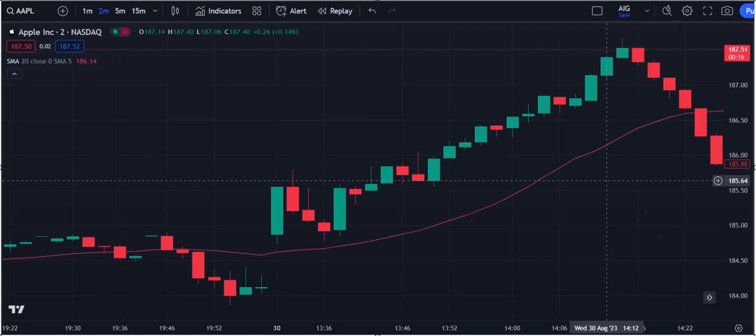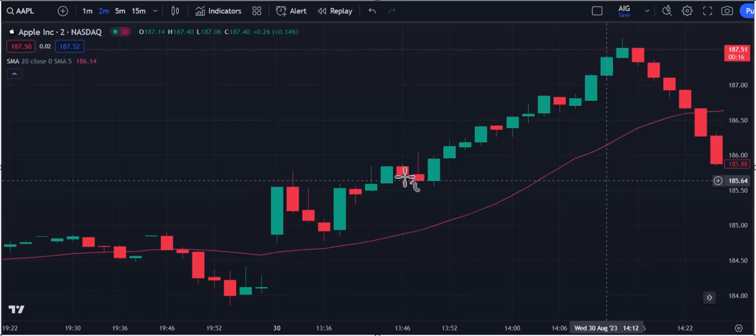And this is a chart of Apple. This is the 2 minute chart. I said yesterday I talked about Apple a decent amount because it was so strong. So today it opened above the 20. This red line's the 20 moving average on the 2 minute chart. It opened above, pulled back.